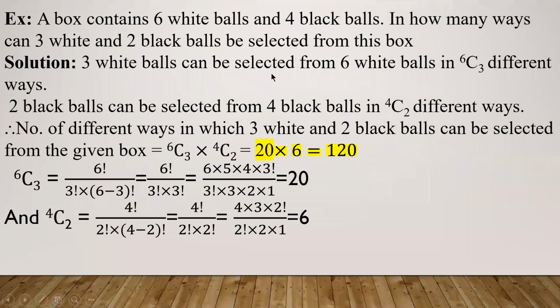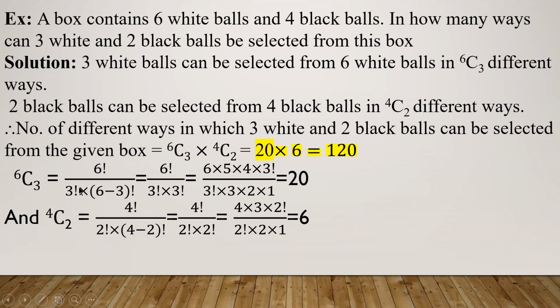That is what I have tried to do here. 3 white balls can be selected from 6 white balls. There are total 6 white balls. We have to select 3, in 6C3 different ways. There are total 4 black balls and you have to select 2 black balls. So 2 black balls can be selected from 4 black balls in 4C2 different ways. Therefore, the number of different ways in which both 3 white and 2 black balls can be selected will be 6C3 into 4C2. Now what you have to do? Find out the value of 6C3. Find out the value of 4C2. ऐसे मैंने यहाँ पर separately किया है. And then put the value and multiply.